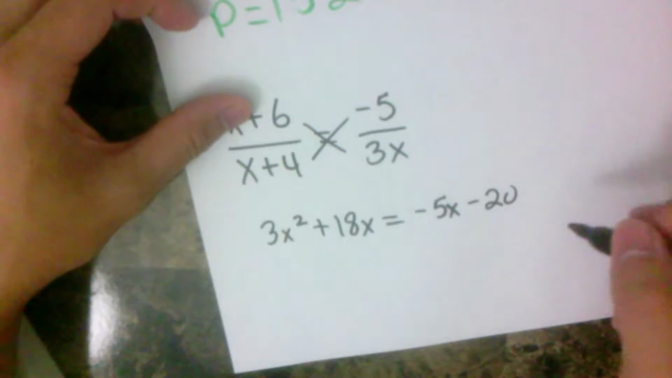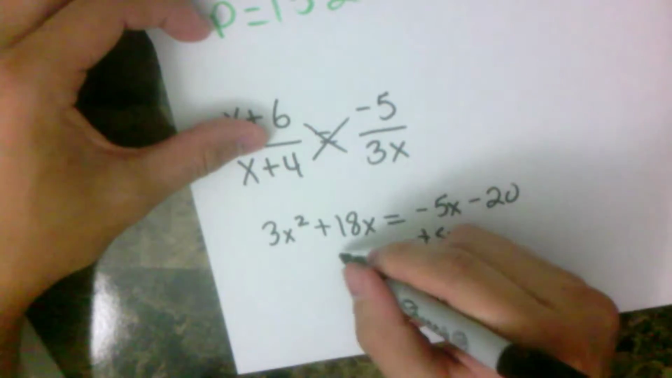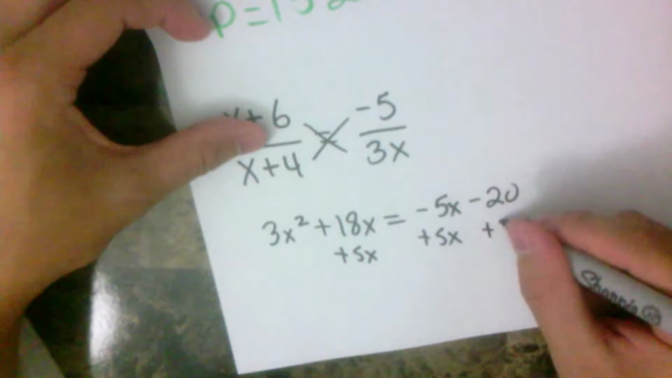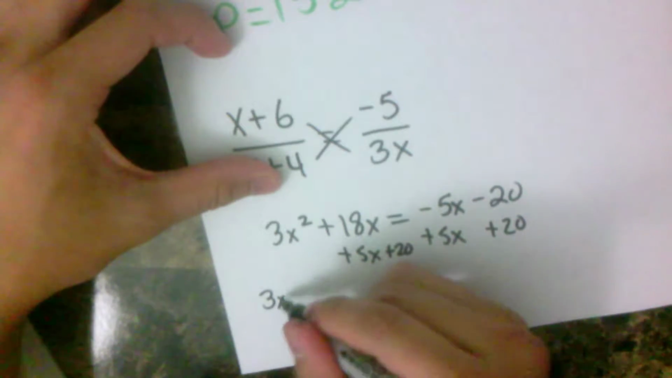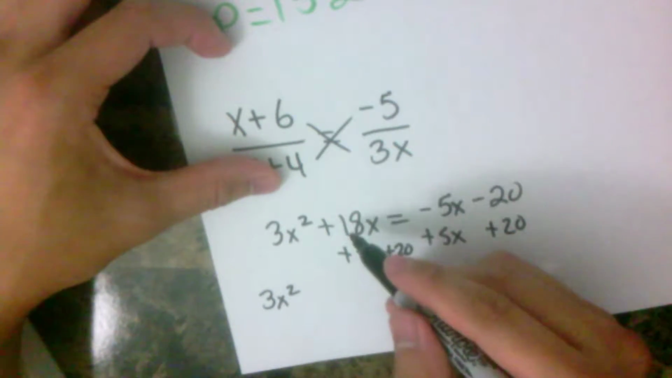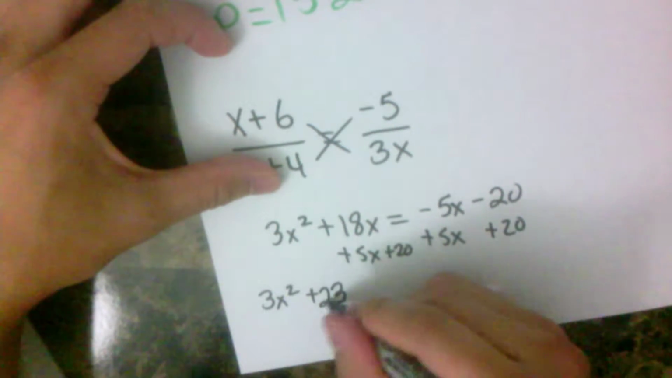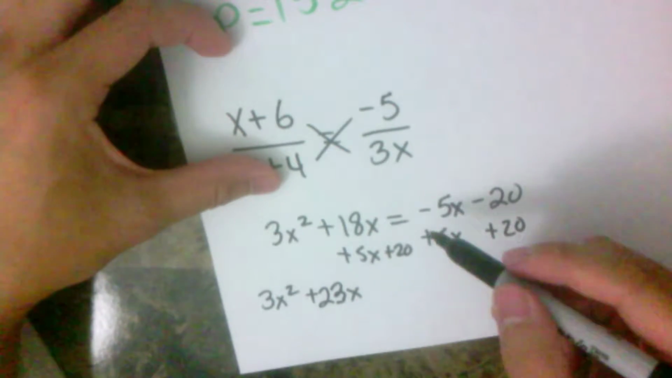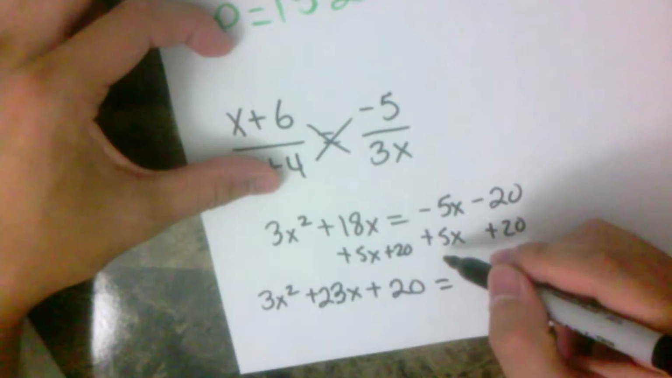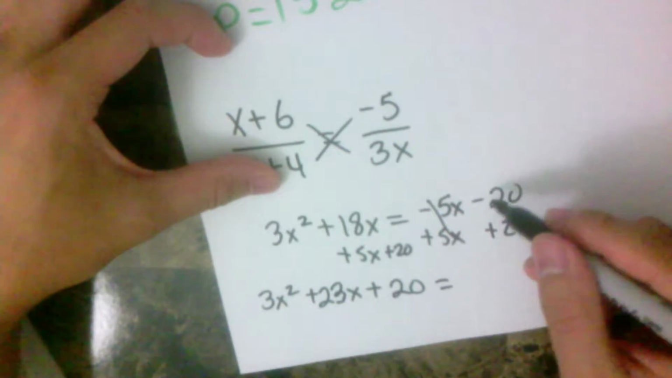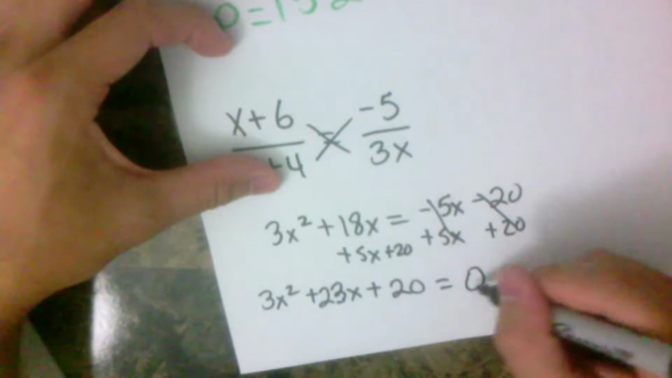From here we just have to combine like terms, so let's move them all to one side of the equal sign. I'm going to add 5x, and I'm also going to add 20. 3x squared has no like terms. 18x plus 5x, 18 plus 5 is 23x, and then you've got plus 20 at the end. All equal to, remember, negative 5x plus 5x, a negative and a positive, they cancel out. Negative 20 plus 20 is also canceled out. This is all 0, so you've got equals 0.